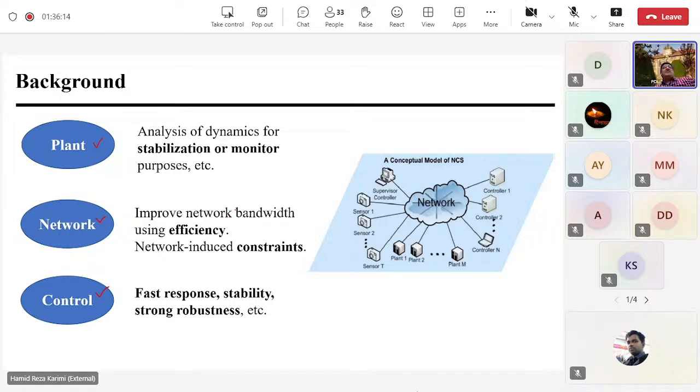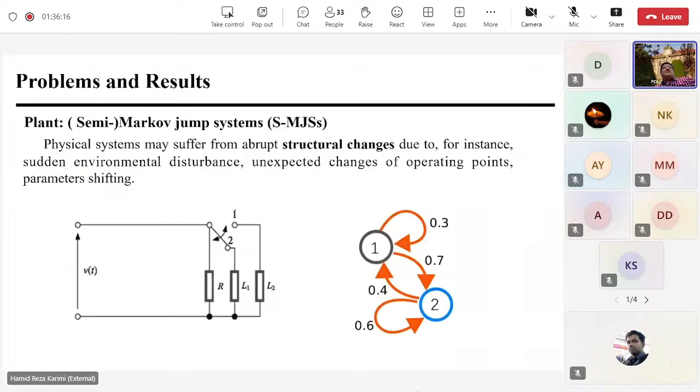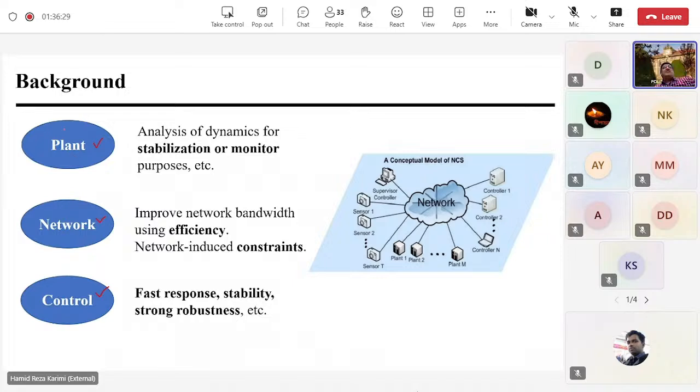But what I want to tell you today is some complexity in the plant, because the first part in the CPS or the NCS is the plant. You see, the plant is number one. The plant means how to model it. So sometimes the dynamics are a bit complex.